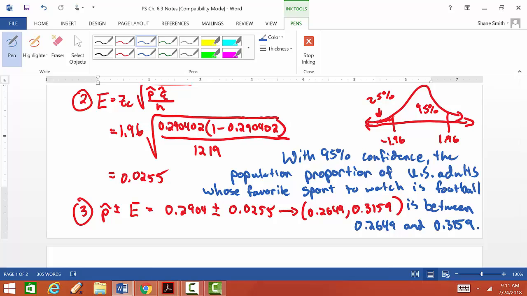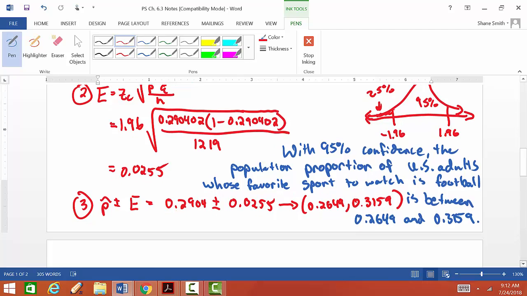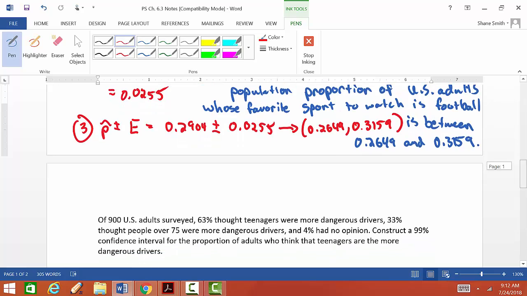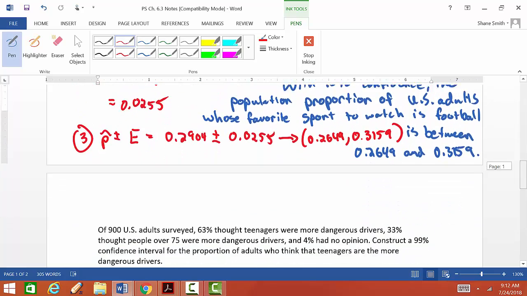So notice that the same three steps are the same: point estimate, margin of error, add and subtract the margin of error from the point estimate. It's just that there are different formulas, so you just have to know what the problem is talking about. Okay, let's keep going then.